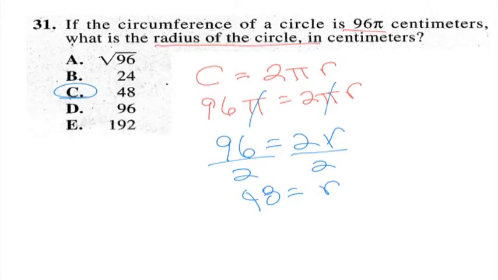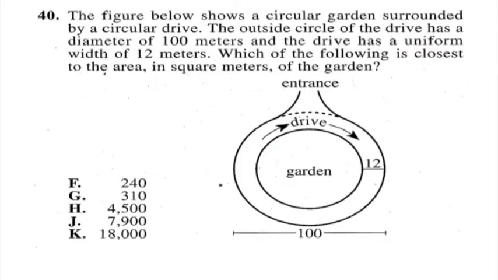Okay, now let's go on to the next one. This one says the figure below shows the circular garden surrounded by a circular drive. The outside circle of the drive has a diameter of 100 meters. The drive has a uniform width of 12 meters. Which of the following is closest to the area of the garden?